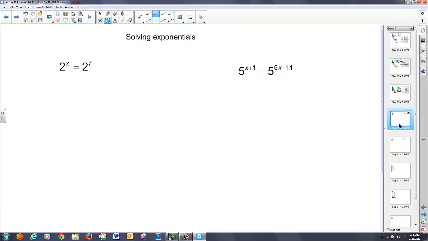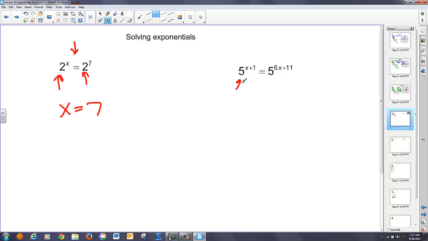All right, now we're going to solve some exponentials. Let's look at a basic example. If I have something like 2 to the x is equal to 2 to the 7th, I'm not trying to insult your intelligence, but what would be the x value? Well, if these base values are the same, 2 and 2, then these exponents would have to be equal. So x obviously would equal 7 in this case.